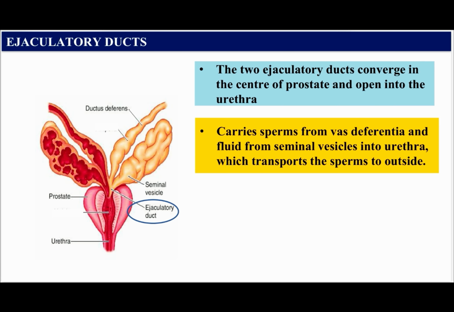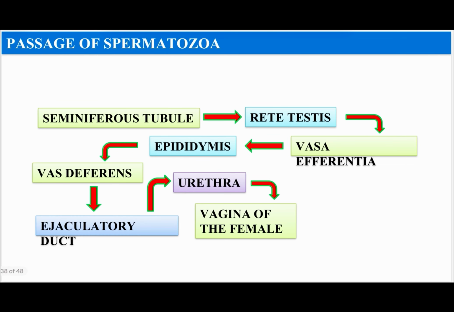Now the ejaculatory duct. See, this is the ejaculatory duct. Two ejaculatory ducts converge into the center of the prostate and open into the urethra. It carries sperm from the Vas Deferens and fluid from the seminal vesicle. The urethra transports the sperm to the outside.